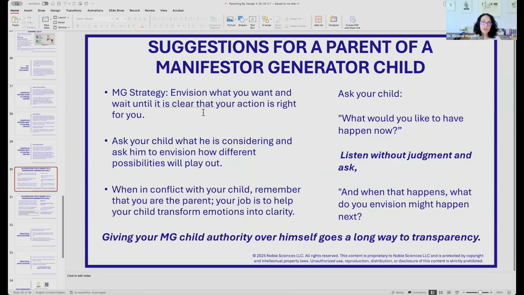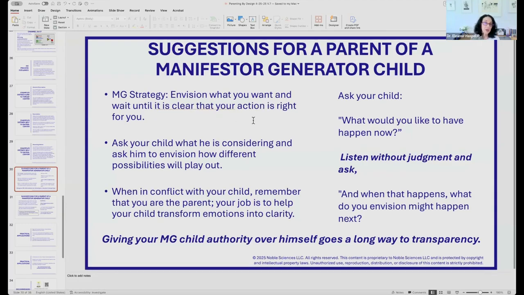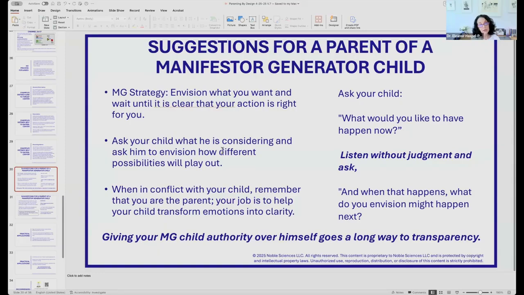Here's some suggestions for the parent of a manifesting generator child. The child needs to envision what they want and wait until it's clear. So you want to ask your child what he's considering and ask him to envision different possibilities and how they might play out. When in conflict with your child, it's important to remember you're the parent.